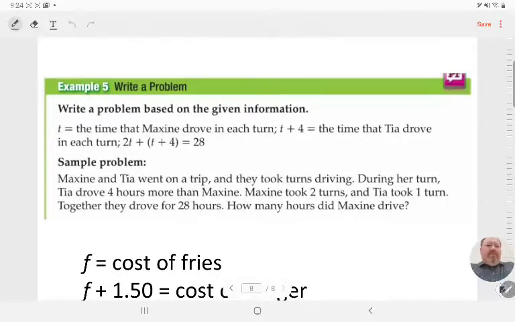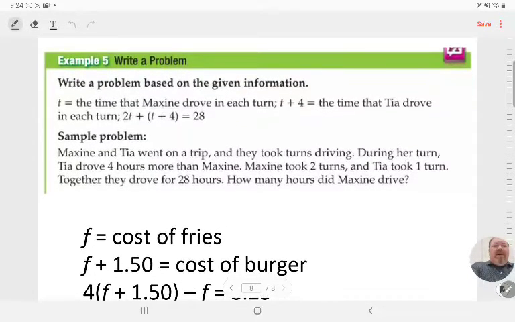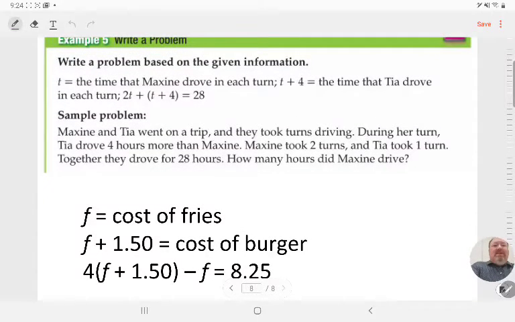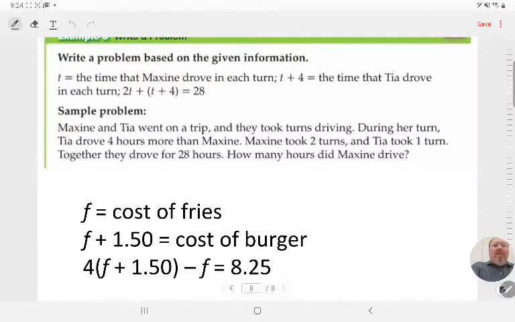All right. So we can write problems based on given information also. So for example, if I have been given t equals the time that Maxine drove in each turn, t plus 4 the time that Tia drove in each turn, and I'm given an equation, 2t plus the sum of t plus 4 equals 28. So I need to write a problem based upon that information.